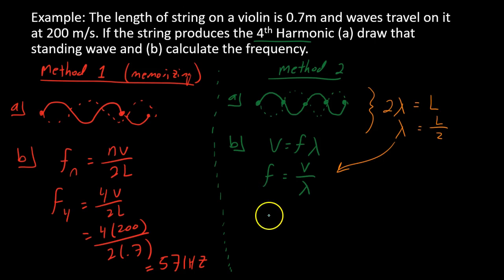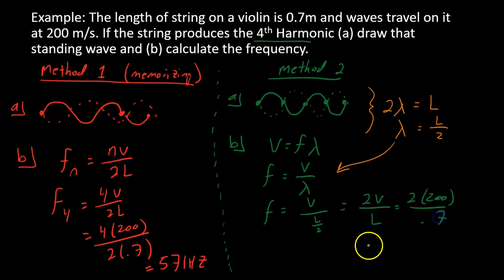So the frequency is equal to v over L over 2. That's equal to 2 times v divided by L. That's equal to 2 multiplied by 200 divided by 0.7. And what do you know? You get the same answer.